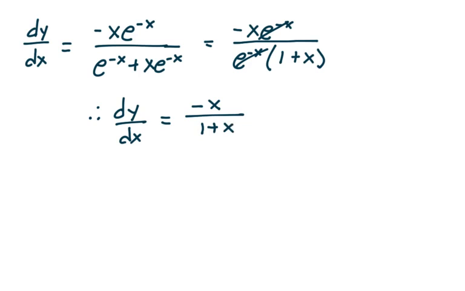And that's how you do problem 21. If we take a look at 23, suppose h of x is e to the x squared plus natural log of x.